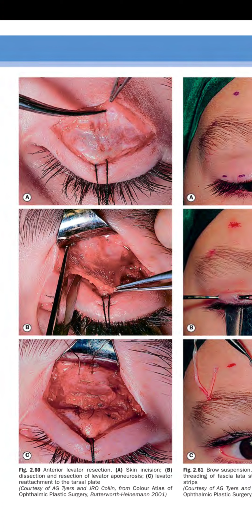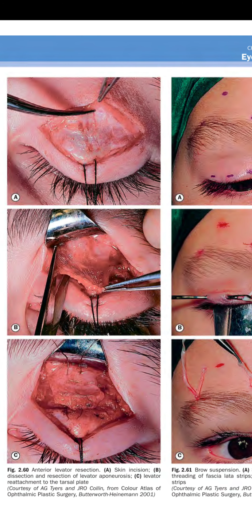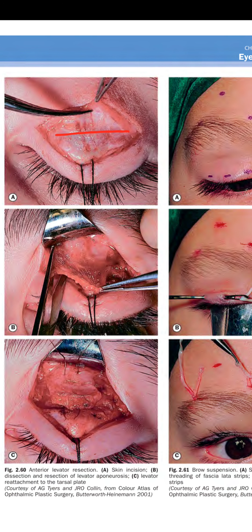What you do is you incise the skin, and after that you incise the orbital septum, and then you retract the orbital fat, and the levator muscle is exposed. You dissect the levator muscle and then you resect the amount you require, and then the rest of the levator muscle is sutured to the tarsal plate. So this is how the levator procedure is done. Anterior levator resection: A is showing the skin incision, B is showing the dissection and the resection of the levator aponeurosis, and C is showing the levator reattachment to the tarsal plate.